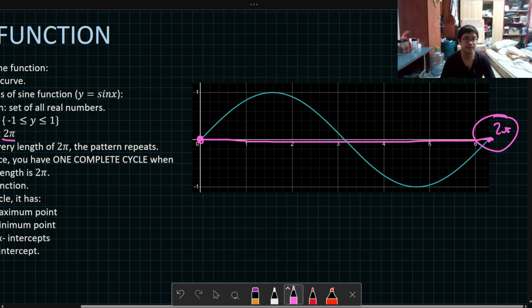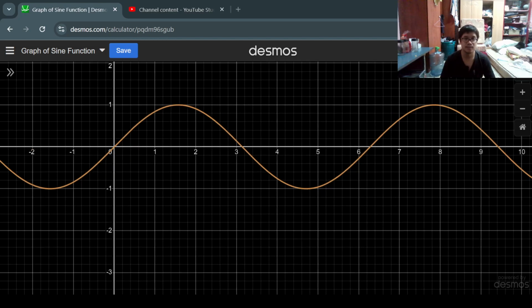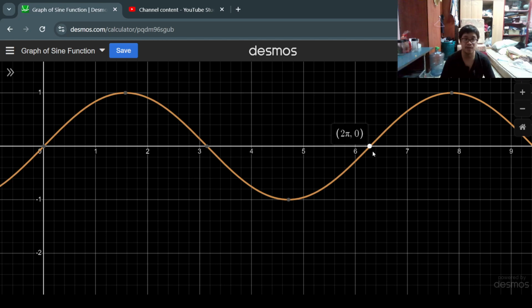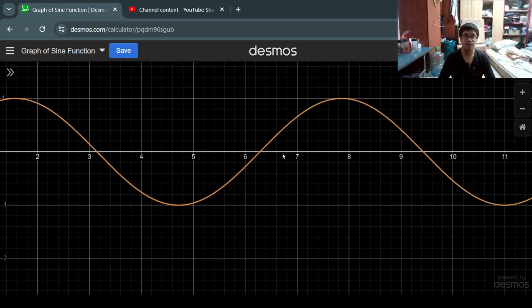Hold on. Let me show you the graph again. This one, all right? You see this one starts at 0. Now, if you take a look, this is 2 pi, right? From 0 to 2 pi, if we get the length, that's 2 pi units long. Now, after you reach 2 pi, take a look.